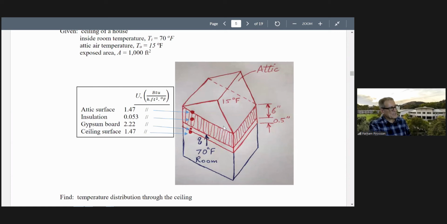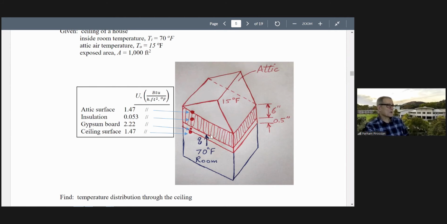This problem is familiar to you. Remember the house problem: 70 degrees Fahrenheit in the room, 15 degrees in the attic, insulation, and also gypsum board. We wanted to find the temperature through the ceiling. So we wanted to find the temperature here, then here at this end, then here. Here, of course, we know 70, but we don't know the temperature here and here and here, and then here we know it's 15. So we can solve this problem.